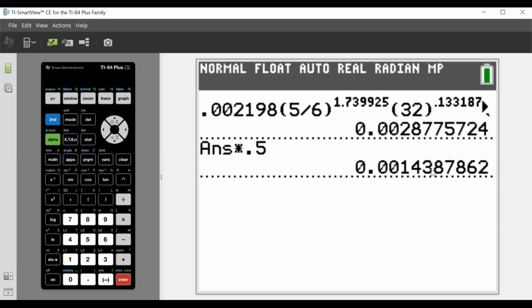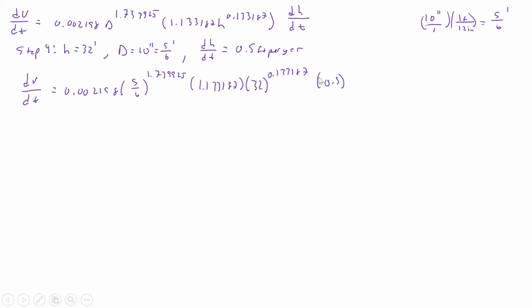And so that is our change in volume with respect to time given all those variables. So I forgot to take it times our derivative there, and that was the piece I forgot to add on. And so this gives us 0.0014 feet cubed per year. So that's the change in volume with respect to time. So that is a key value they wanted.